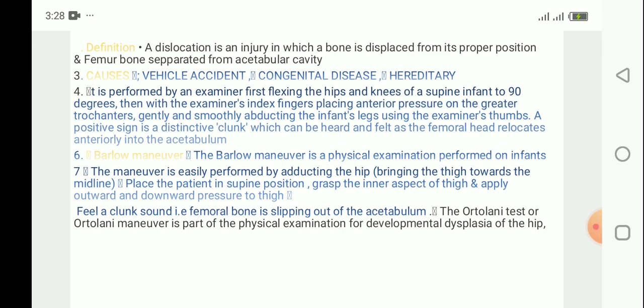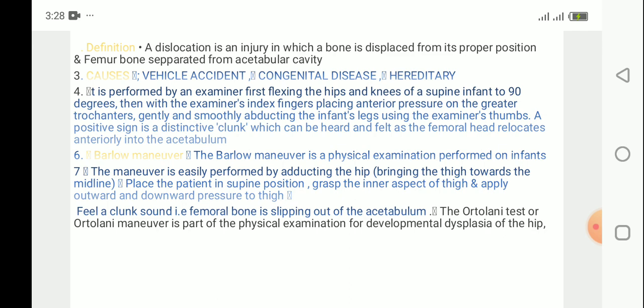This is performed by an examiner first flexing the hips and knees of the supine infant to 90 degrees, then the examiner's index fingers place anterior pressure on the greater trochanter. That means when we examine the hip joint, we can see that there is a gap between the ball and socket joint, and the position also seems to differ from the exterior.